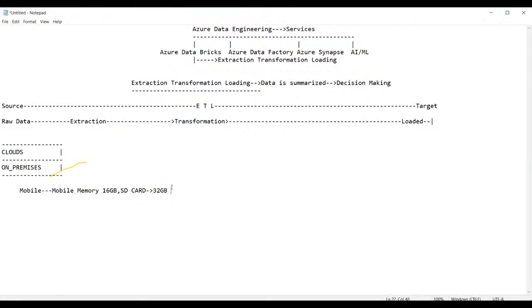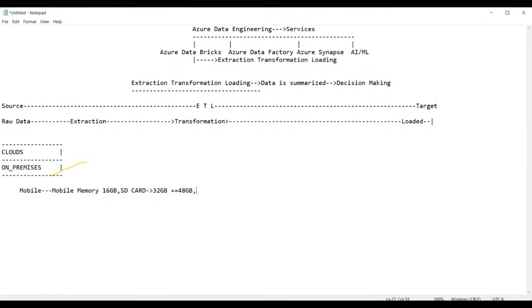So now tell me, in total, how much memory do you have in your mobile phone? 32 plus 16, guys, tell me now. 32 plus 16 means what? 48 GB. Very good. So in total, you can store up to 48 GB in your mobile phone along with the SD card.